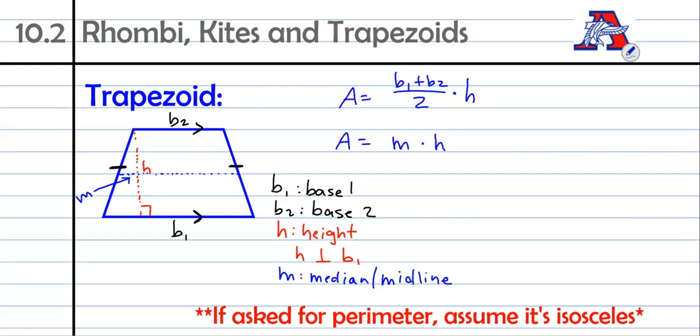Okay, so this part right here is the same as the median. If you're finding the median, you're finding the average of your bases. You're adding base 1 plus base 2 and dividing by 2. But if you already have the median, I wouldn't go to all of that extra work. I would just do median times height. All right, and then for perimeter, kind of what we have been doing, perimeter is just add all your sides.